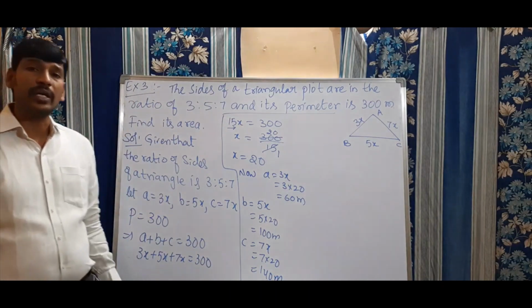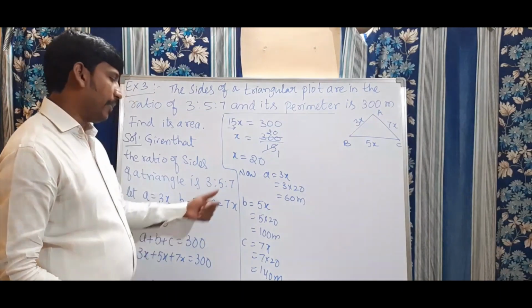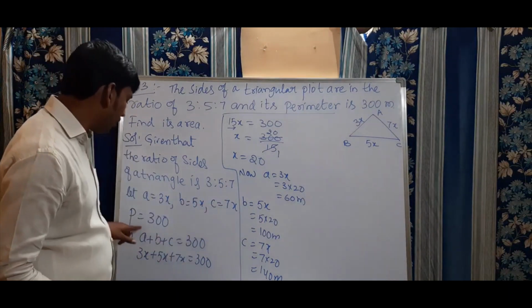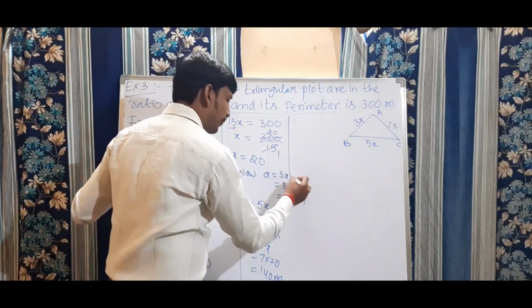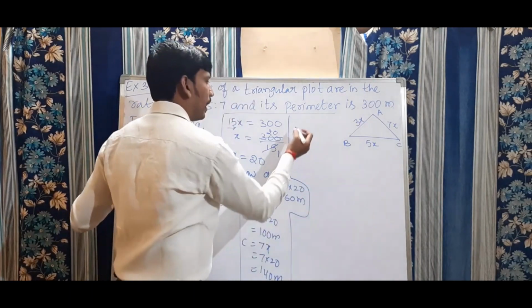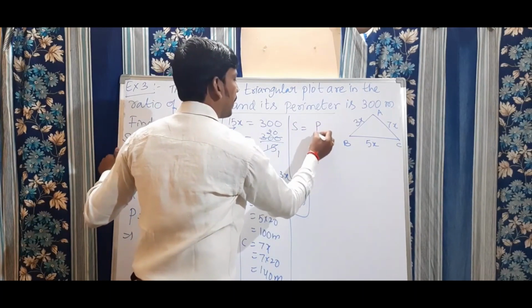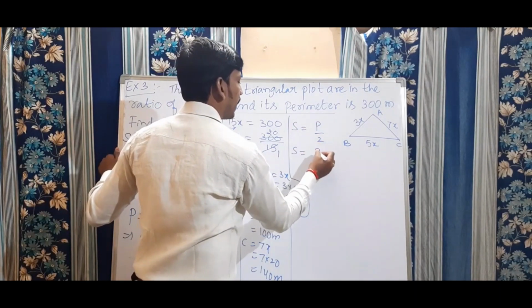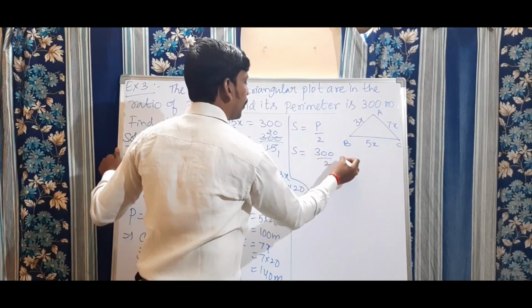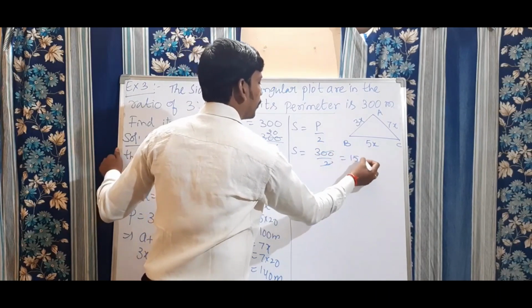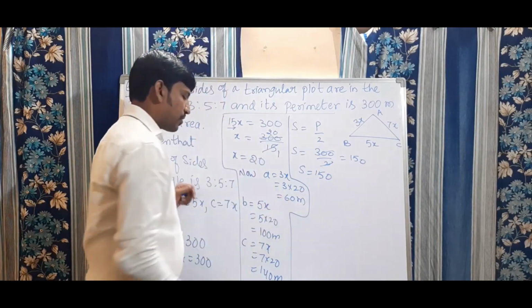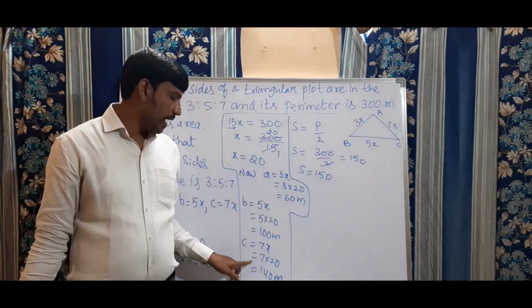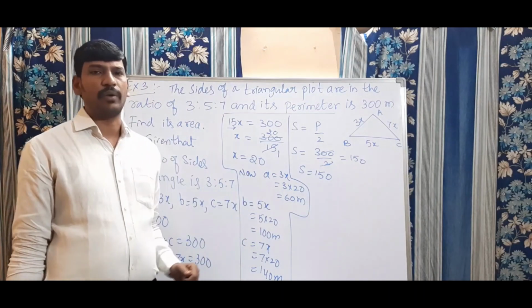Now what is s value here? S is nothing but a plus b plus c by 2, or they given p value 300. So therefore s is equal to p by 2, s is equal to 300 by 2 is equal to 150. Clear? So we got s value as 150, a value we got 60, b value as 100, c value is 140. Then substitute the formula.